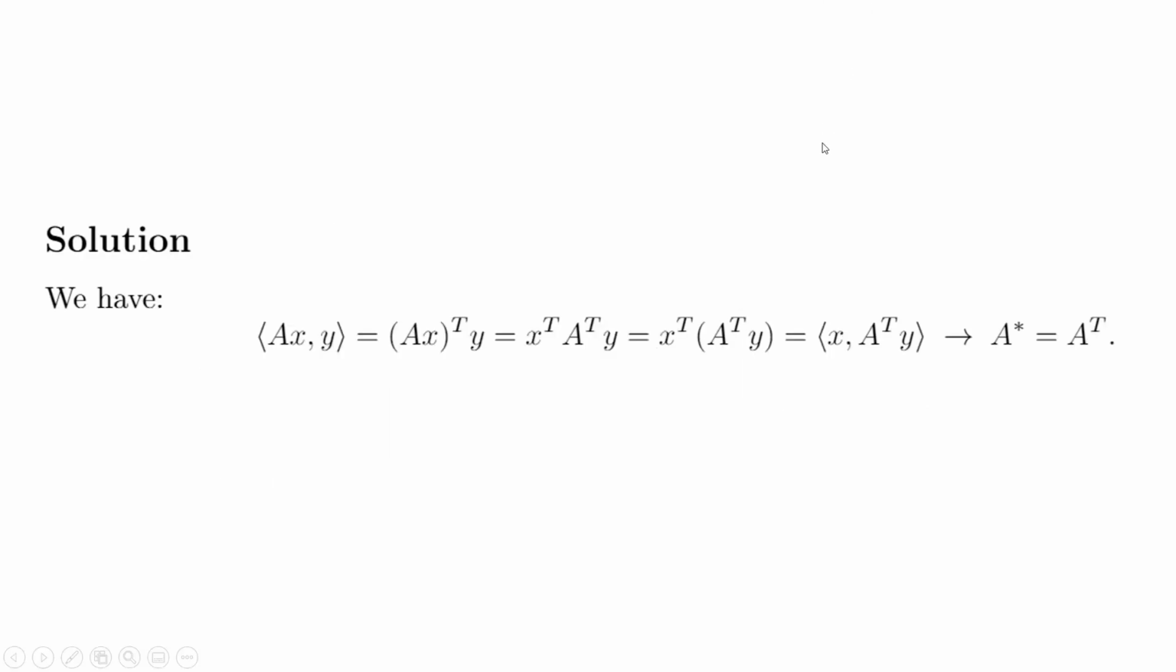The solution. We know that the inner product of Ax and y is (Ax) transpose y, which is x transpose A transpose y. If we look at A transpose y as just one vector, we can look at this multiplication as an inner product between x and A transpose y. That means that A star is A transpose.